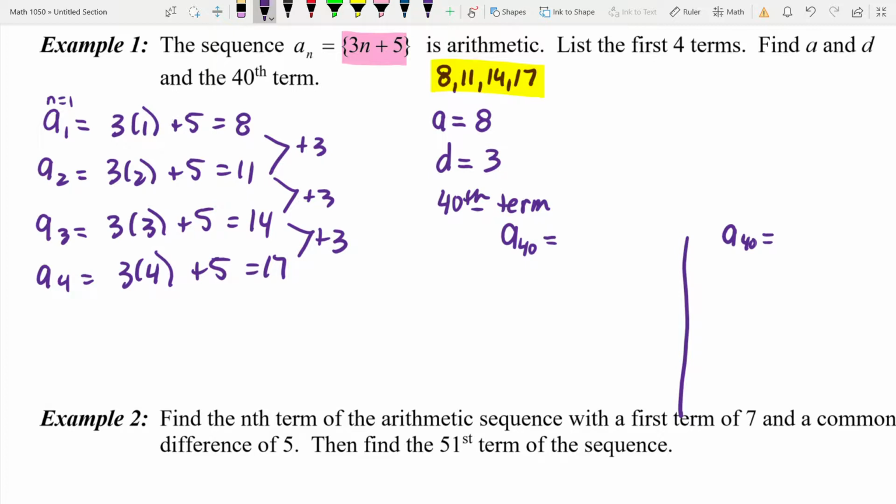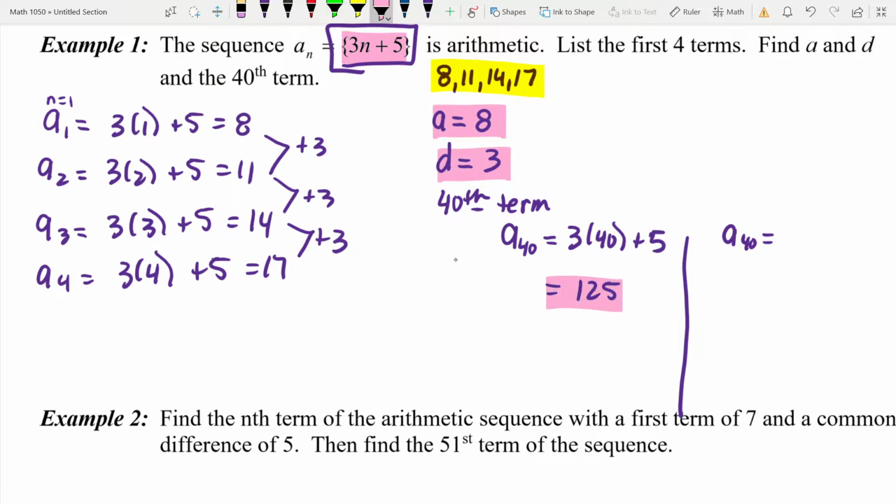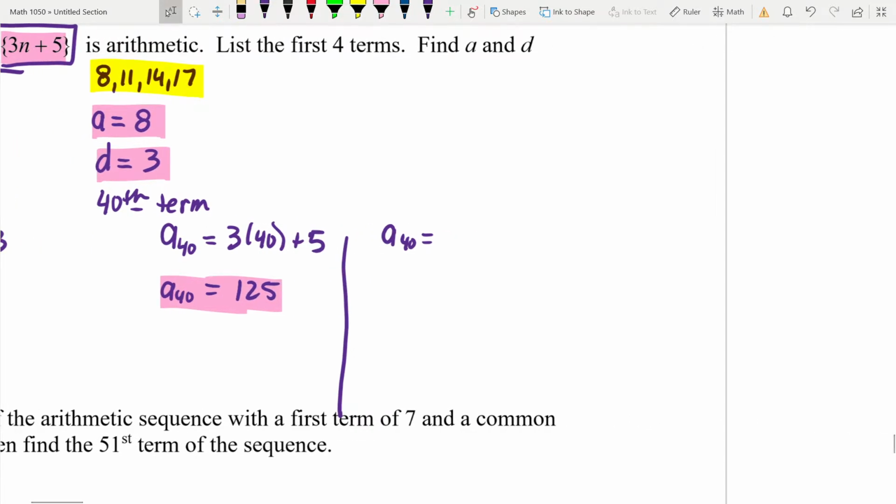Okay? See this formula right here? That will usually not be given to you. It's unusual to have the formula. We have the formula, so we could do it. It would be 3 times 40 plus 5. That's 120 plus 5, which is 125. So, like literally, I'm done with the problem. Okay? But I do not want you to rely on that formula, because I don't think they're going to give it to you. Okay? So, here's the other method.